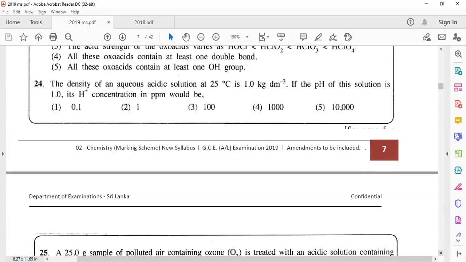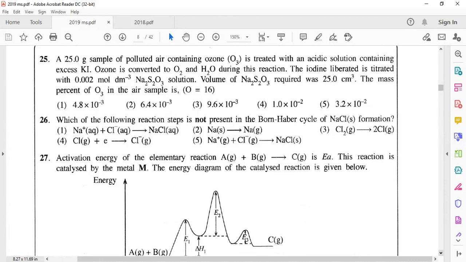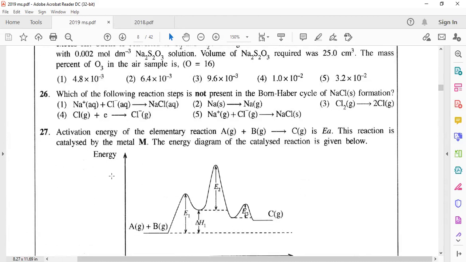Okay, I'll do the question. We have just 18 minutes. Which of the following reaction steps is not present in the Born-Haber cycle of the formation of NaCl?